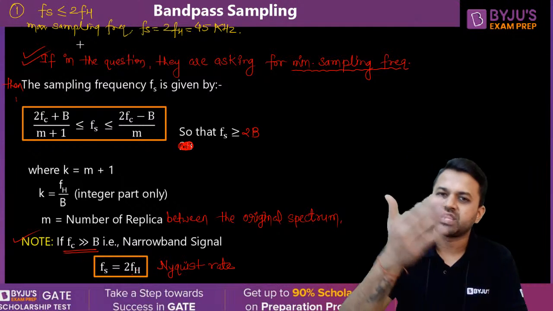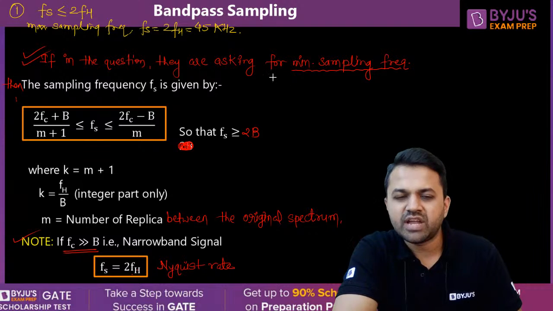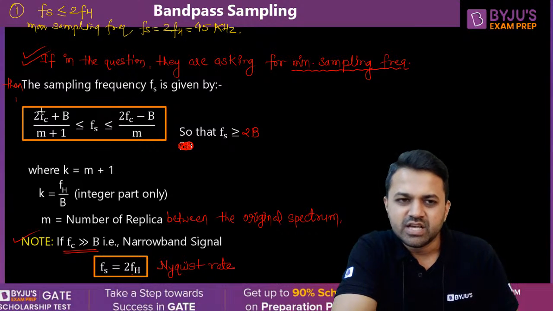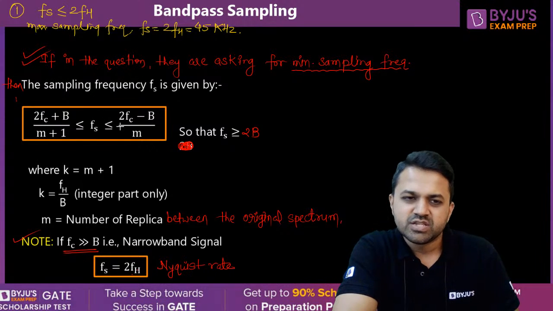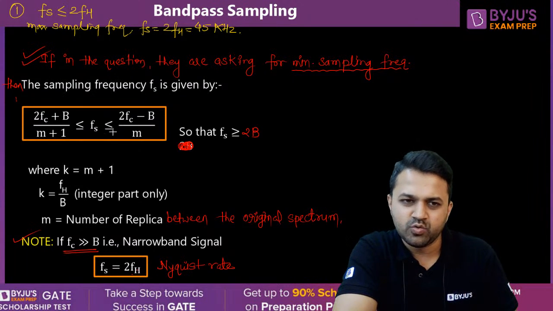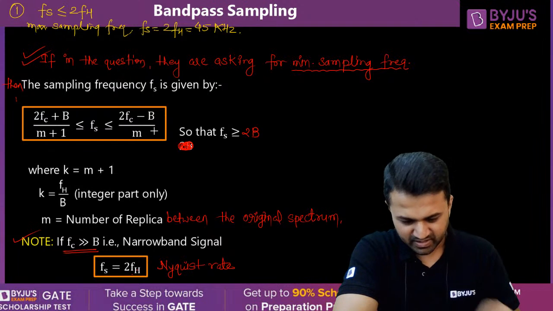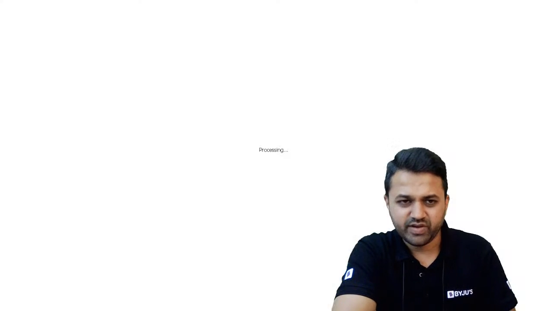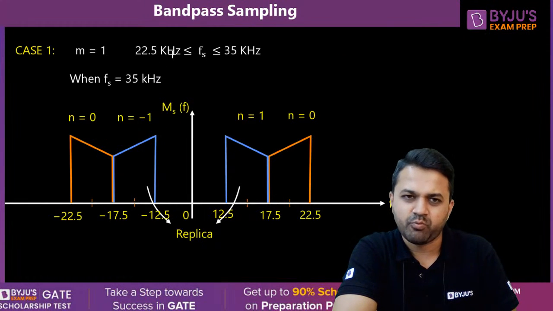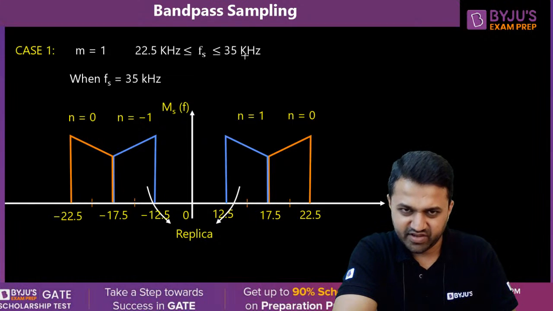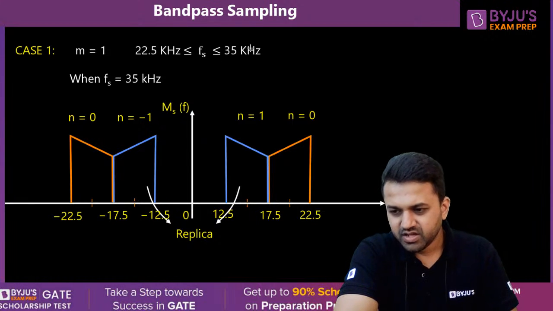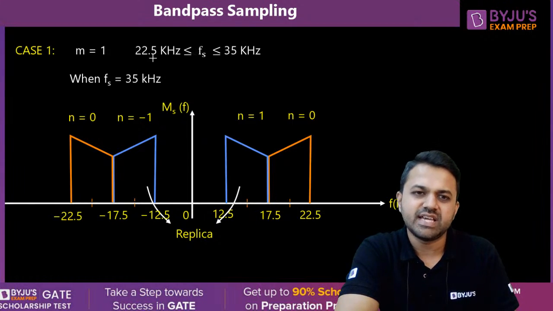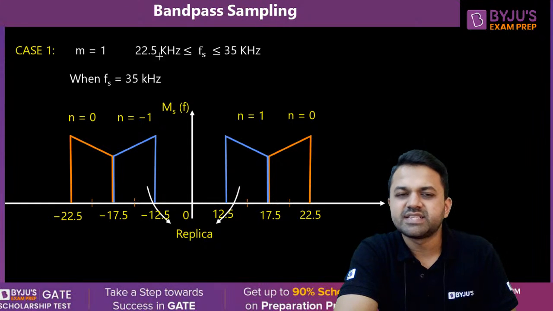Now we are looking for the minimum sampling frequency. So how can we calculate the minimum sampling frequency? We have to use this formula. When I substitute m equal to 1 in this formula, this will be (2fc plus b) divided by 2, and (2fc minus b) divided by 1. When I solve it, I get 22.5 kilohertz to 35 kilohertz. So I can take the sampling frequency in between this range.